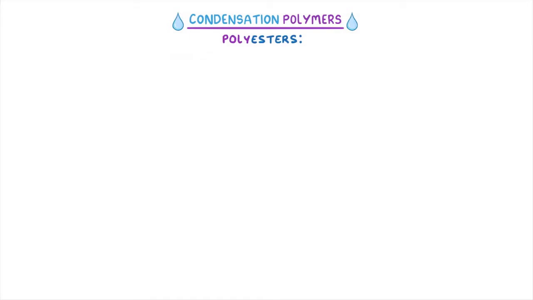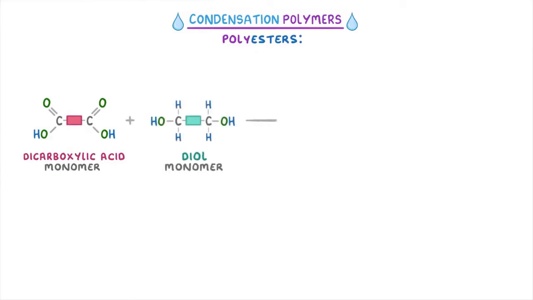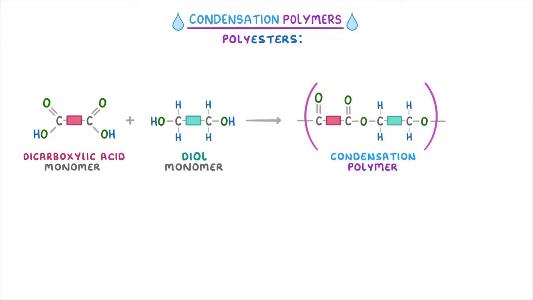If we now put all of this together, we effectively had a dicarboxylic acid monomer plus a diol monomer go to form a condensation polymer, which in this case was a polyester, because this group in the middle is an ester link. And we also formed two molecules of water.